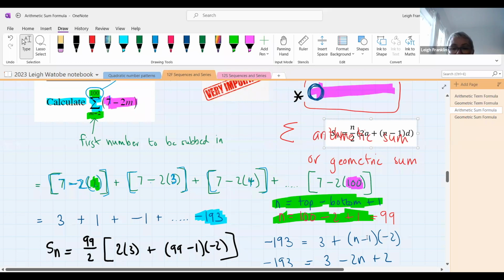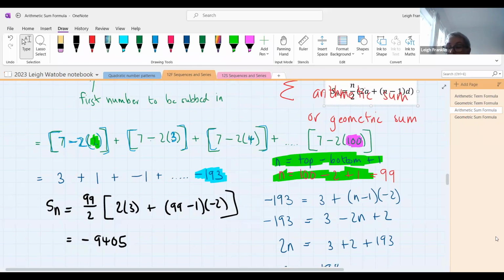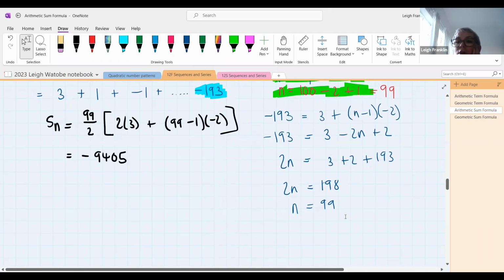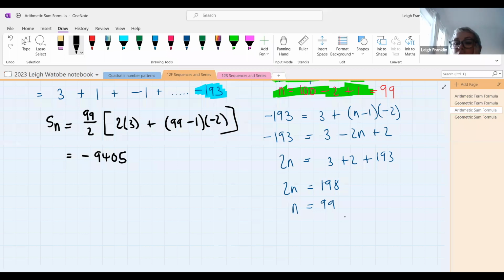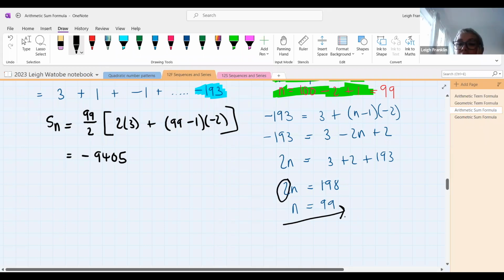-193 equals 3. I don't know, divided somewhere. So in other words, the only place here where I divided is when I divided 198 by 2 to get 99. Yes, that part. So you would always have to divide by the coefficient of n. It could be 5n, it could be 10n. You would just have to divide both sides by whatever was in front of that n. Does that make sense?